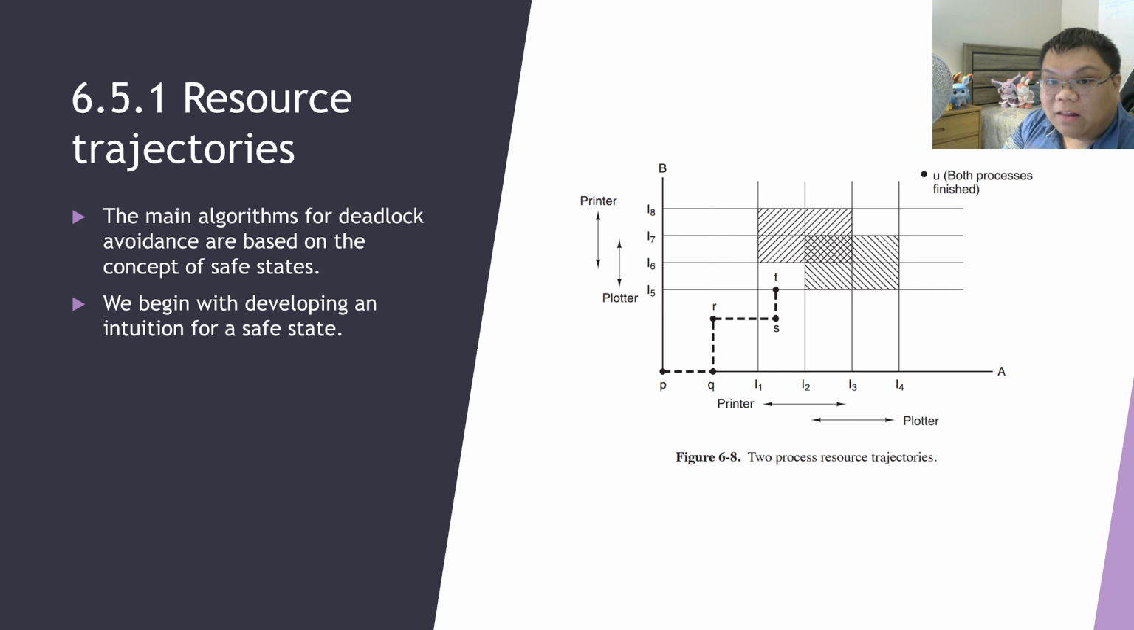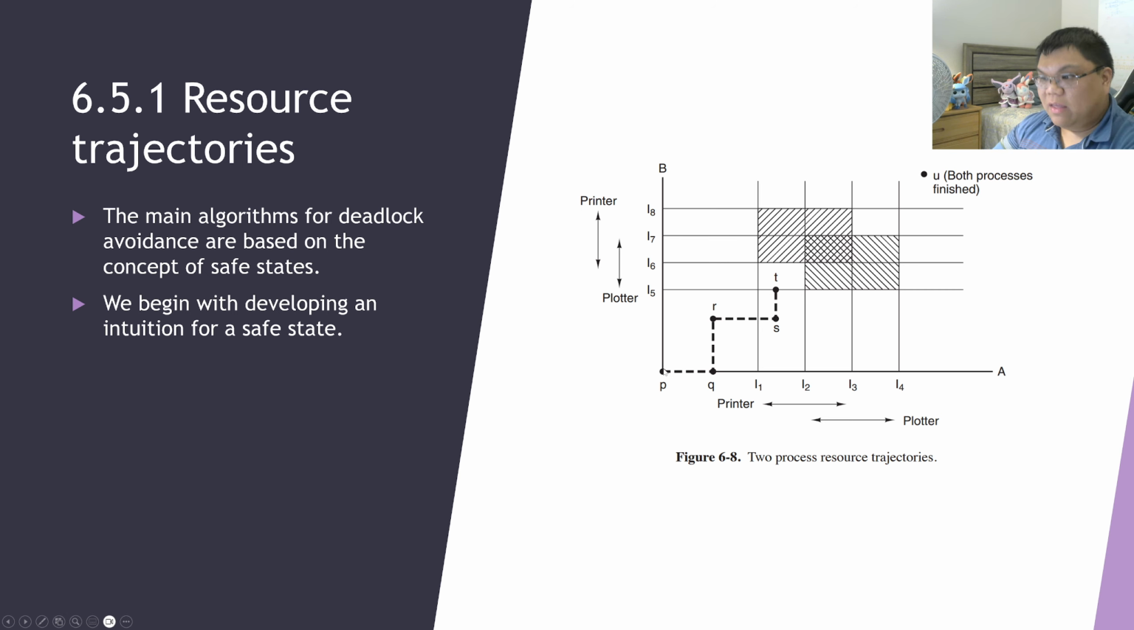Diagonal movements are not allowed because we're assuming we only have one CPU core to go around. That means we can only run one process at a time. So we move in this zigzag. At some point, process A needs the printer and then the plotter. At some point in the execution of process B, it's going to need the plotter, and then it's going to need the printer.